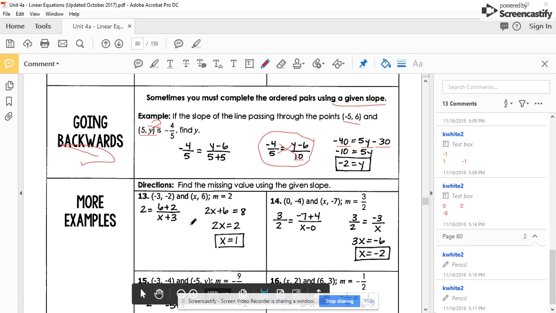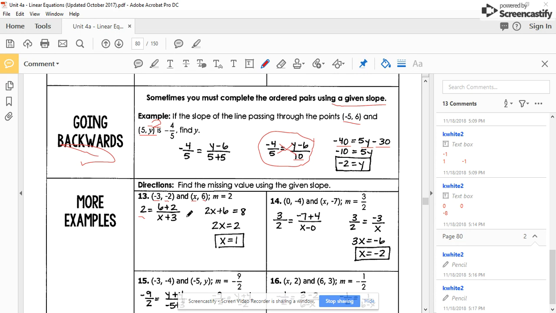So here are 2 more we're just going to look at. Let's see, m is 2, so 2 is right here. y2 is 6, minus a -2, so +2, which is where the 8 comes from. Then on the bottom we have x2, which is x, minus a -3, which is where the +3 comes from.